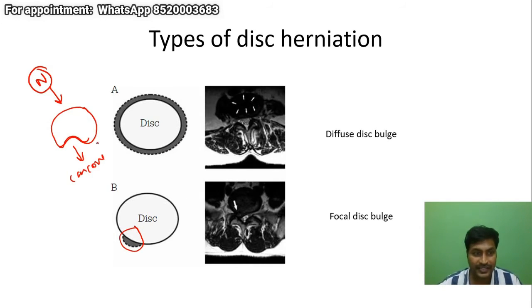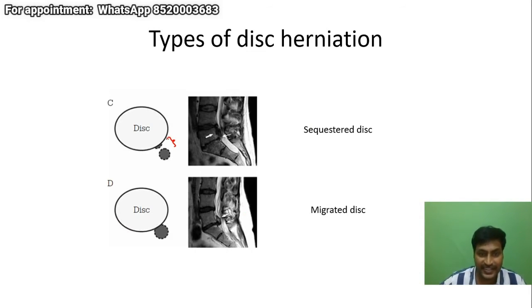Can you see this one? This is a normal concave structure. So in an MRI, the normal concavity is lost. This is a diffuse disc bulge. There is a focal disc bulge here. Sequestered disc: there is loss of continuity between the original disc and the disc fragment.